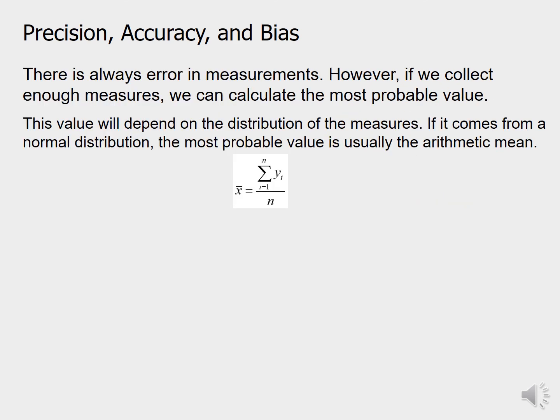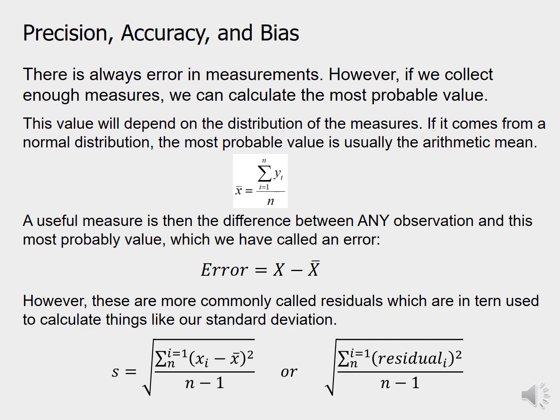Error is inevitable when sampling. However, by collecting enough measurements, we can calculate what is best referred to as the most probable value. Generally, when we can assume we are dealing with a normally distributed population, the most probable value is usually the arithmetic mean. Conveniently, we can calculate the error or level of precision in a sample by subtracting the individual values from the sample mean. These differences are commonly called residuals, and we in turn use these to calculate our standard deviation.